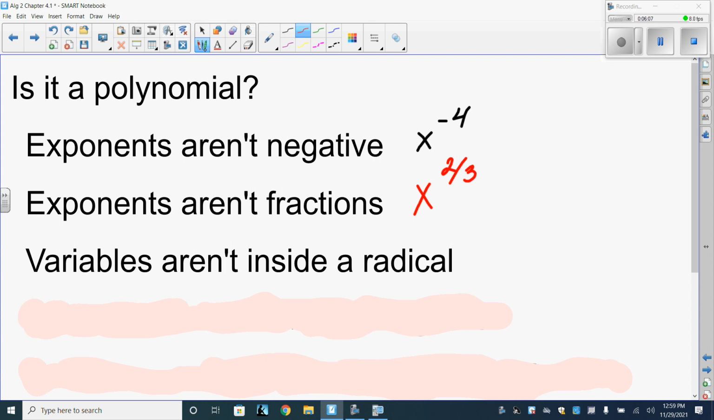The third one: variables are not inside a radical, like the square root of x. Now, if it can be reduced all the way, then we'll need to reduce it. Like the square root of x squared is just x. That would not be the case. But if we are not able to get the variable out of the radical, then it just doesn't work. It's not considered a polynomial function. It would actually be considered a radical function.